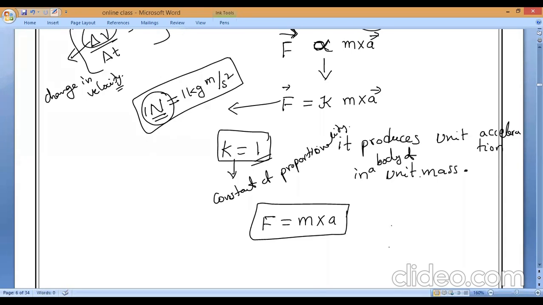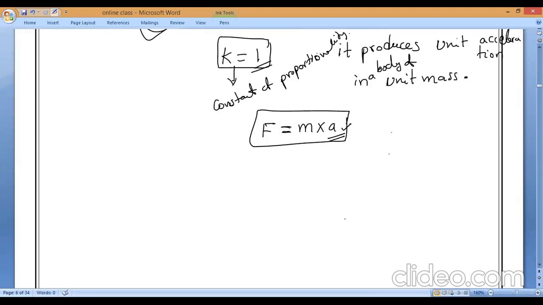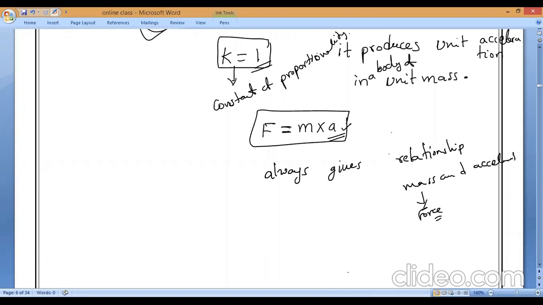If you notice here, finally we have made a formula. That is Newton's second law of motion: force is equal to mass into acceleration. Now, Newton's second law of motion always gives the relationship between mass and acceleration, or else we can say force and acceleration. How force and acceleration are dependent, and what the relation between them is, Newton's second law of motion gives us that relation.